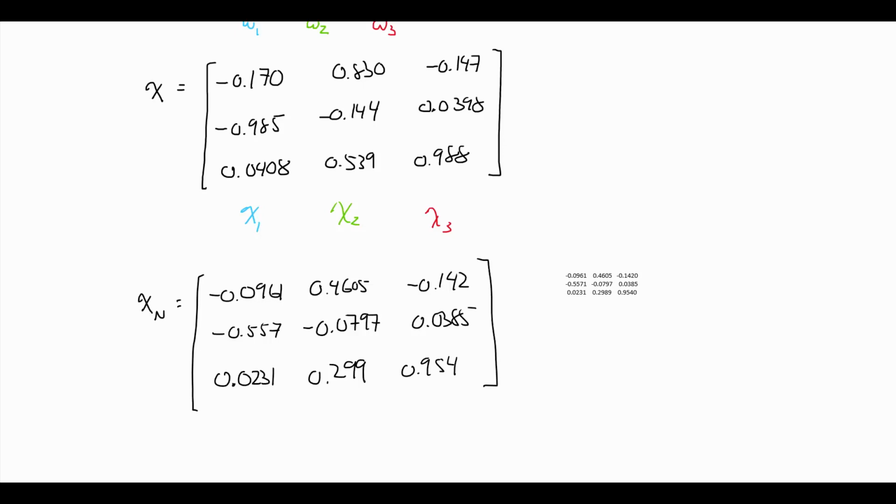So these are also my mode shapes, just scaled differently. But again, and I'll show it in a minute here, I get the same mass normalized modal matrix no matter what scaling of chi I started with. And let's just double check that that's true.